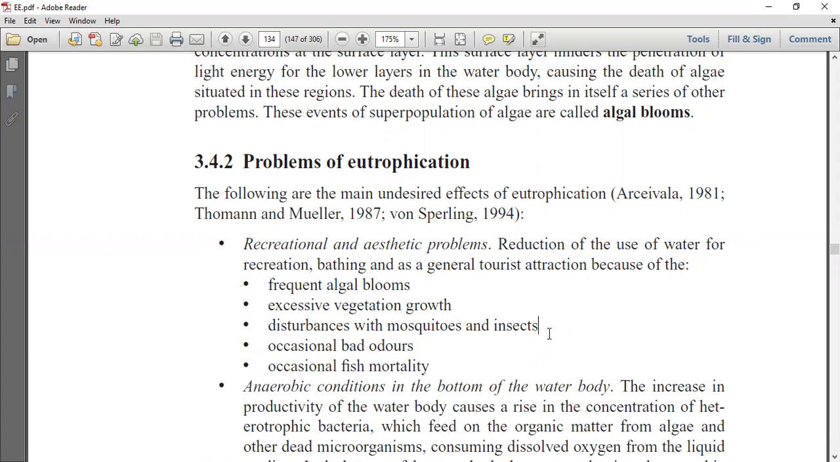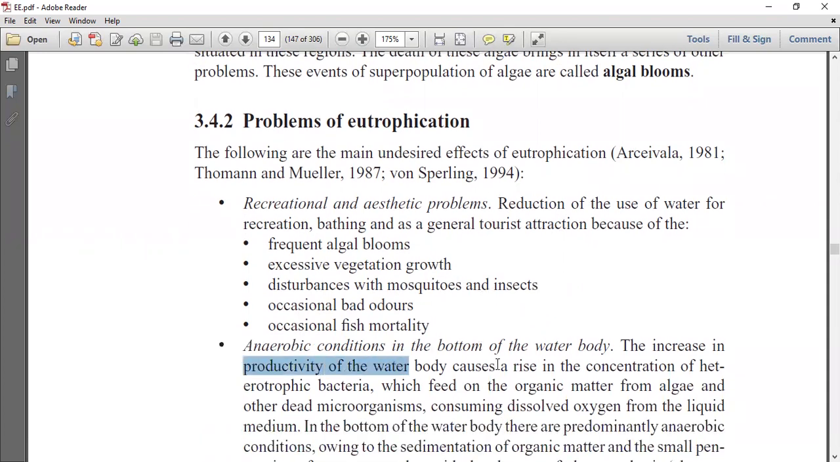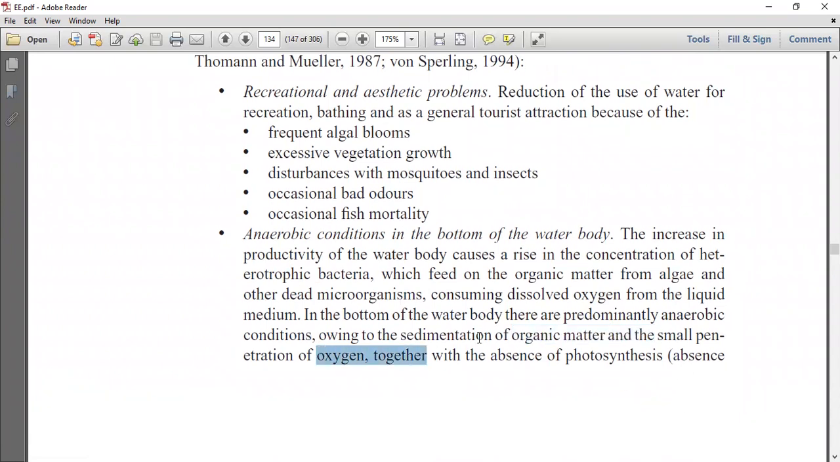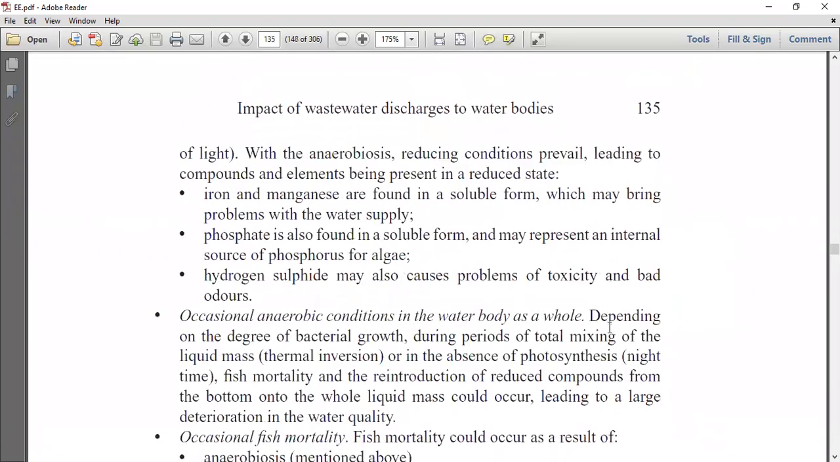The increase in productivity of the water body causes a rise in the concentration of heterotrophic bacteria, which feed on the organic matter from algae and other dead microorganisms, consuming dissolved oxygen from the liquid medium. In the bottom of the water body, there are predominantly anaerobic conditions owing to the sedimentation of organic matter and the small penetration of oxygen, together with the absence of photosynthesis.